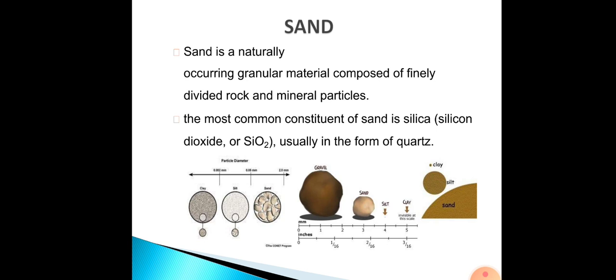So, what is sand? You all are quite familiar with this term sand. We know that sand is a naturally occurring material and it is mainly composed of granular materials or very finely divided rock and other mineral particles. And the most common or the most important constituent of sand is silica, that is silicon dioxide or SiO2, and it is usually present in the form of quartz.